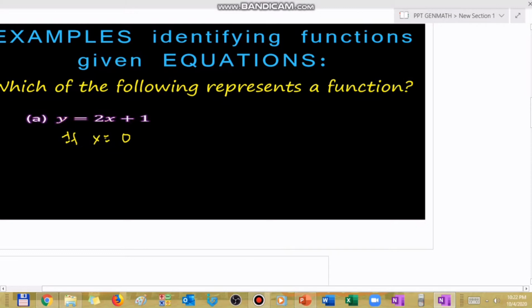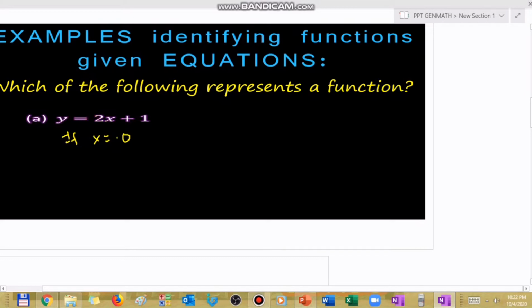If any value of x, when you evaluate, gives you two values of y or more, then that is not a function anymore. But if all the values of x that you can think of, if you substitute them in here, give only one value of y, then you can say that this is a function.